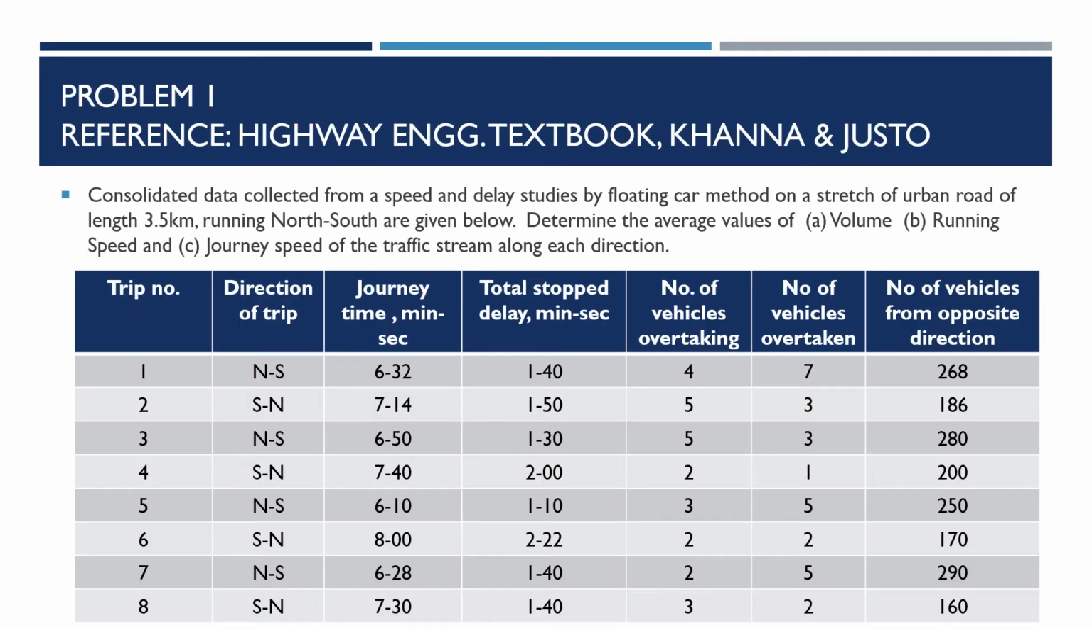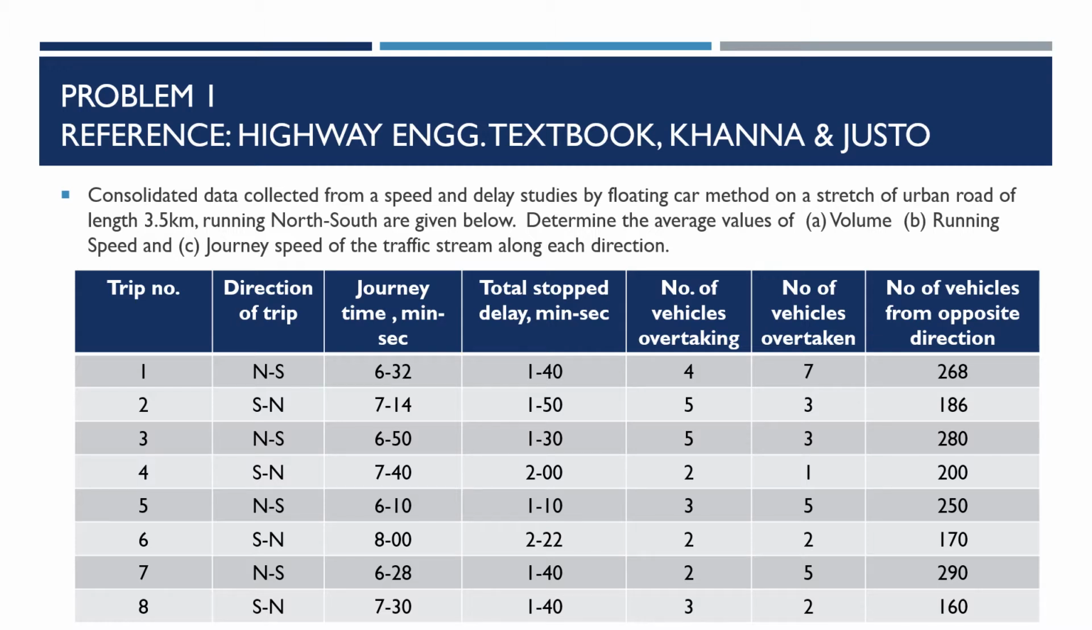The first problem, please have a look at the reference for more details. Consolidated data collected from speed and delay studies by the floating car method on a stretch of an urban road of length 3.5 km running north-south are given below. Determine the average values of volume, running speed and journey speed of the traffic stream along each direction.